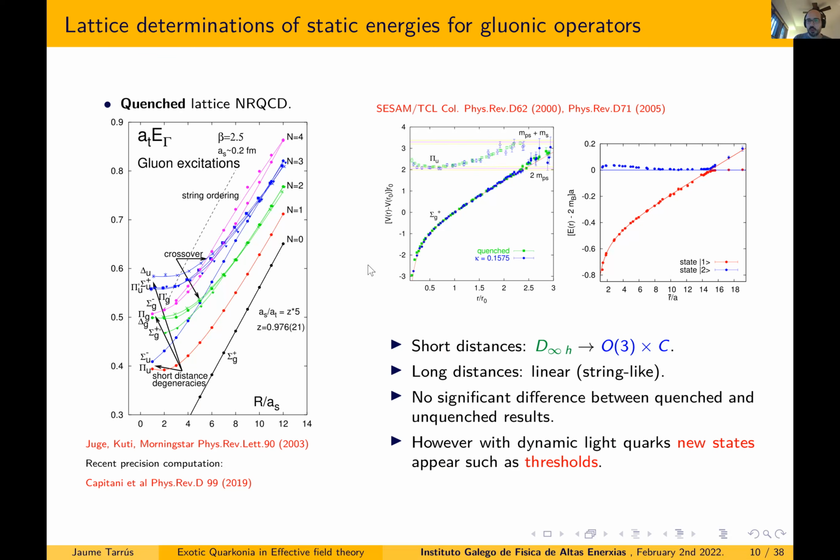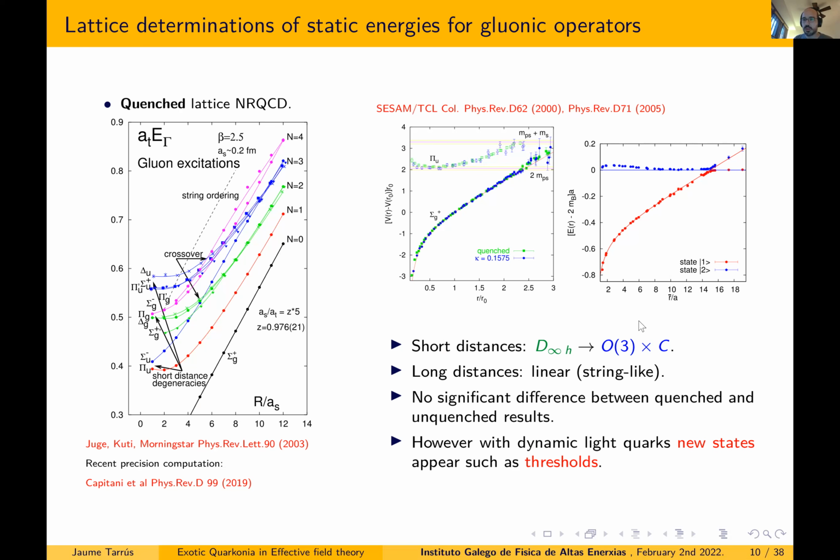However, when one has dynamical light quarks, one could also get different static states that one cannot obtain just with quenched lattice QCD. And one of these states is the ones corresponding to heavy meson pair thresholds. And there are also these other results, also from the SESAM and TXL collaboration from 2005, in which they studied the quark anti-quark static energies and the first threshold, as well as the mixing between the two. And these are the results that they found.